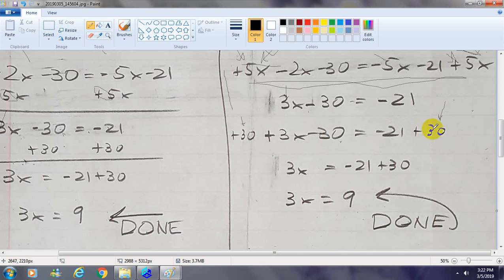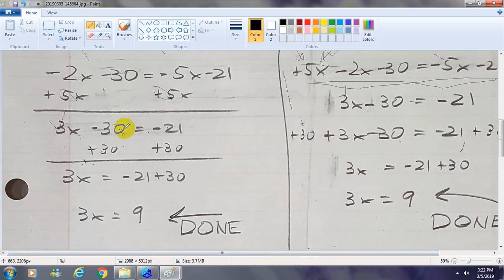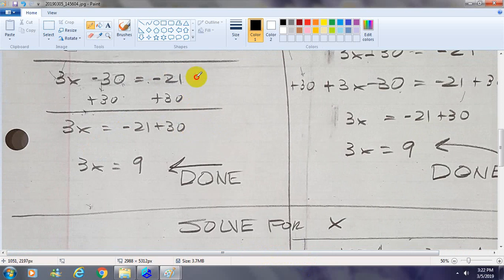And then you do minus 21 plus 30. Put it in your calculator, and you get 9. Okay? Here, doing it vertically, it's the same thing. You physically add a positive 30 here. You have to do the same thing to this side of the equation, and you do 21 plus 30 there. You write it down, 21 plus 30, you add it up and calculate, and you get 9.